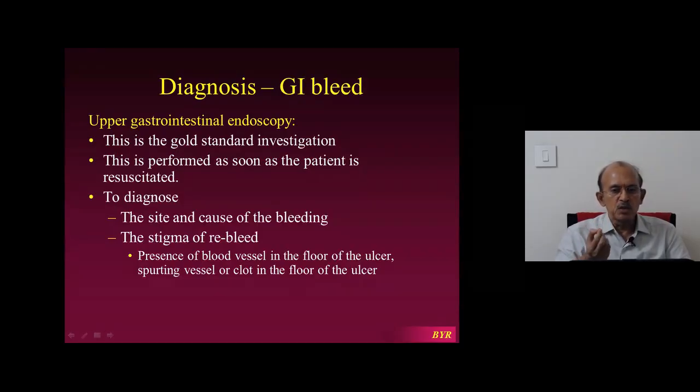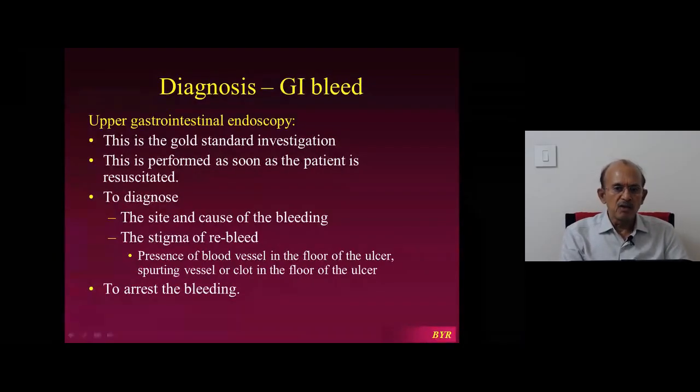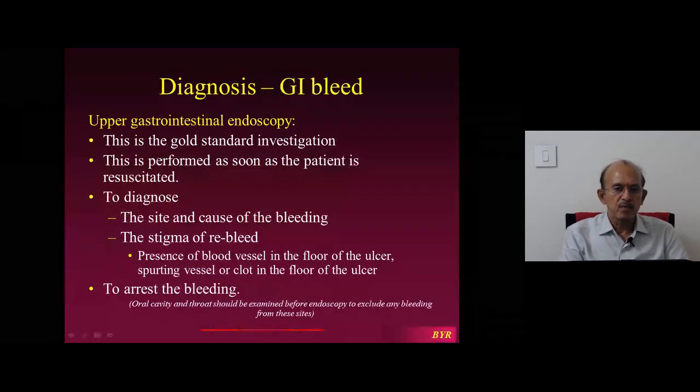If you see a small pulsating blood vessel in the duodenal ulcer floor, that means it is the gastroduodenal artery. Or if you see a vessel which is spurting, that means blood is coming from an artery. Or there is a big clot in the floor of the ulcer, that means there was a large bleeding temporarily stopped by clots. When these things are present, these patients will have rebleed again. So these are called the stigmata of rebleed. So upper GI endoscopy is not only for diagnosis of the cause of bleeding and stigmata of rebleed, but also to stop the bleeding.